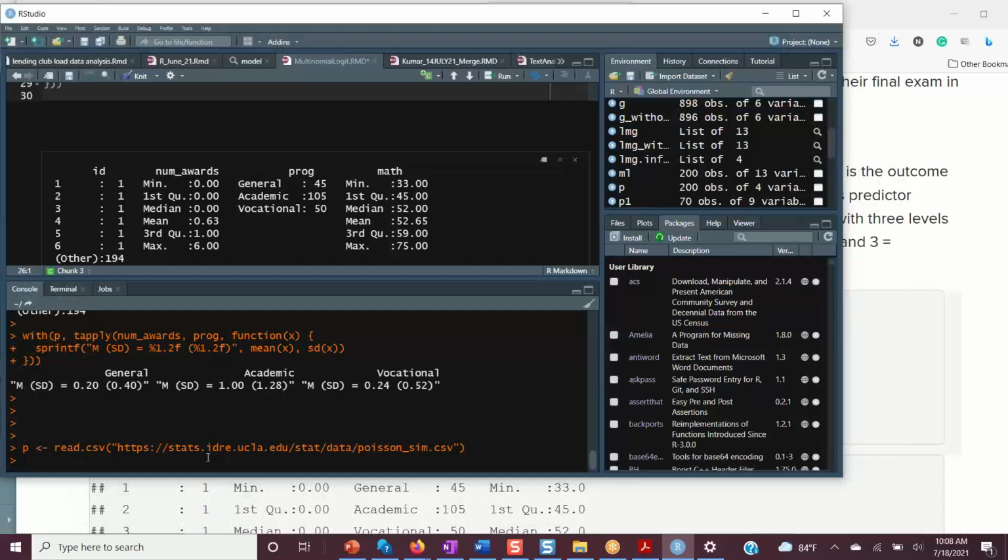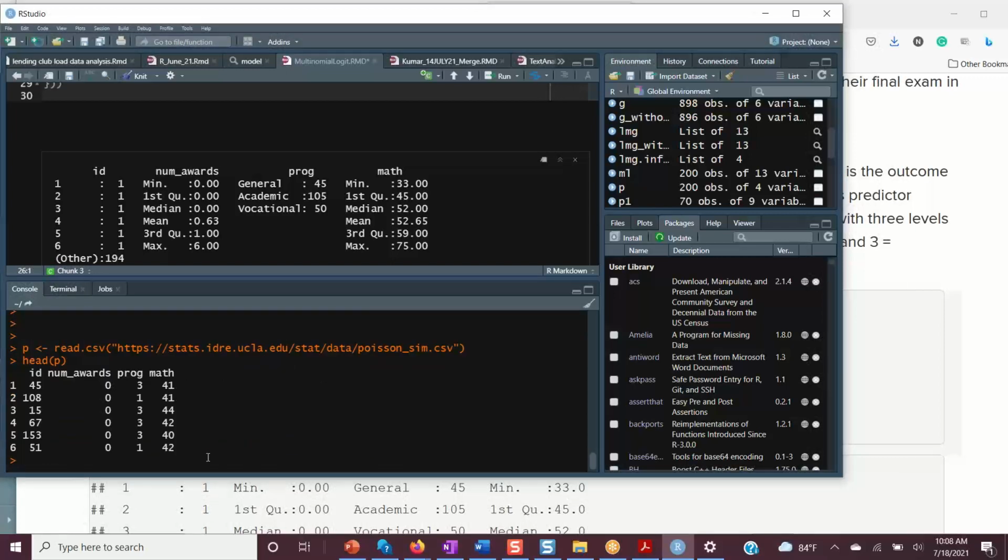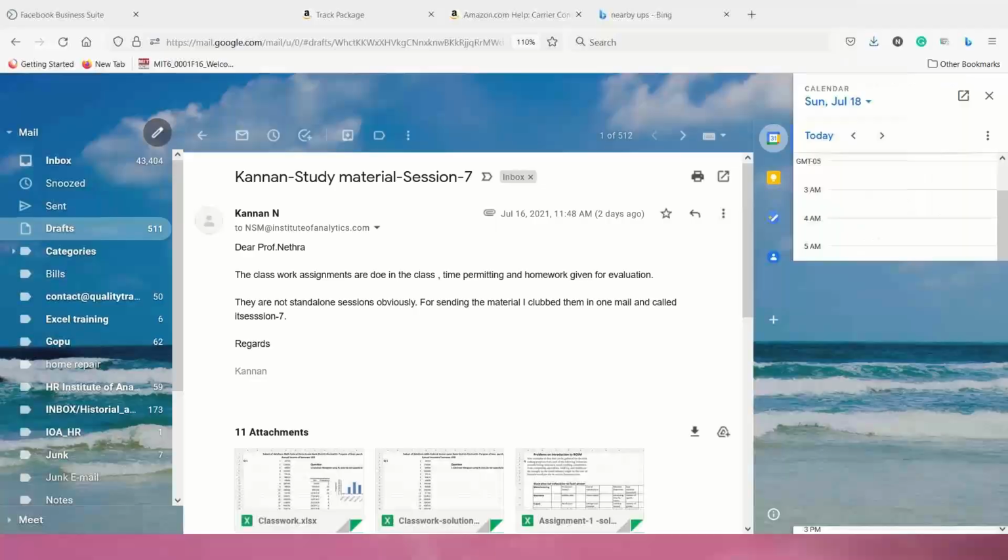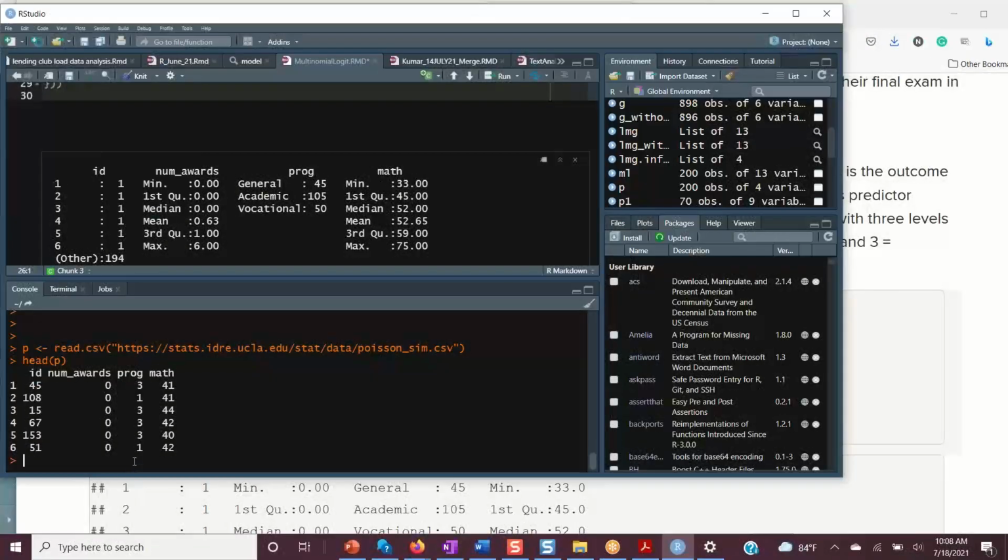And if I ask for head of P, it's going to tell me this is the ID number, the number of awards, then the program type, and then the math score. Okay, so number of awards is 0, 1, 2, 3, and a limited number of awards will be there. Not too many awards one can get, right? One may get a lot of awards, but that lot cannot be more than, I don't know, maybe 3 or 4, 5, right? Let's see what it is.